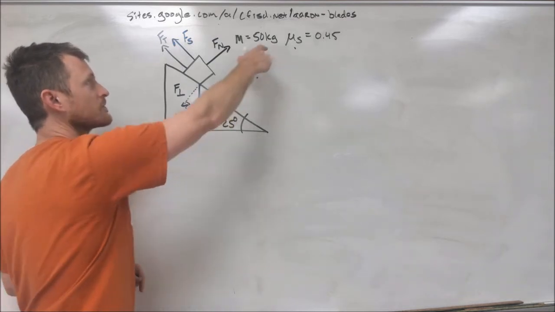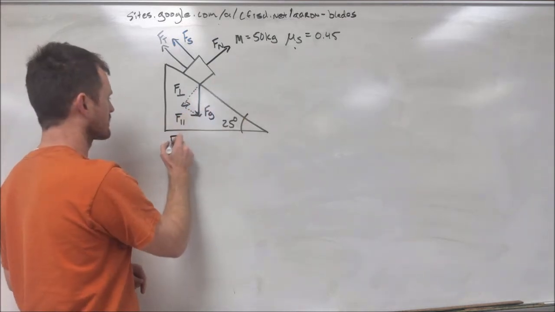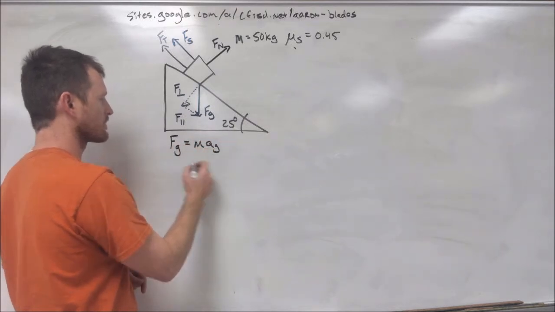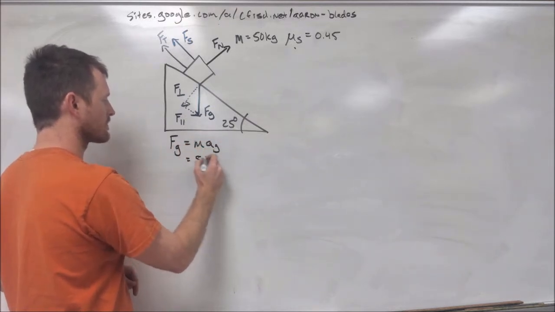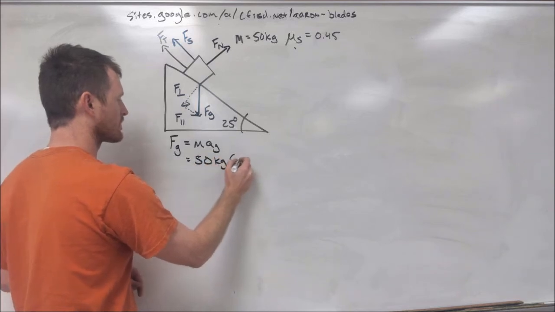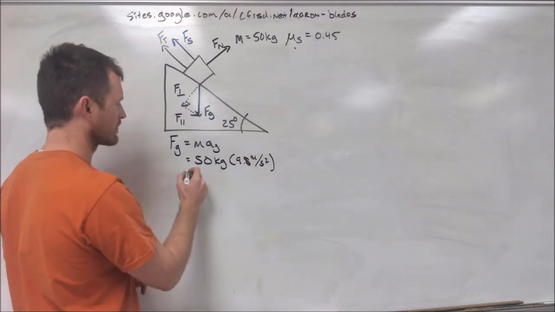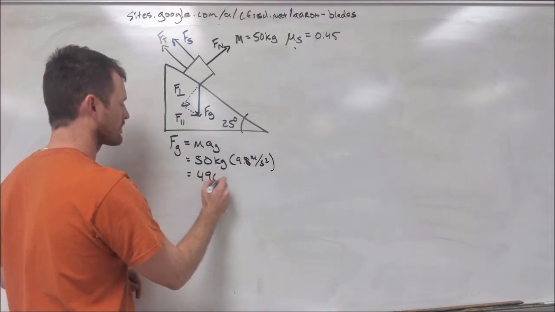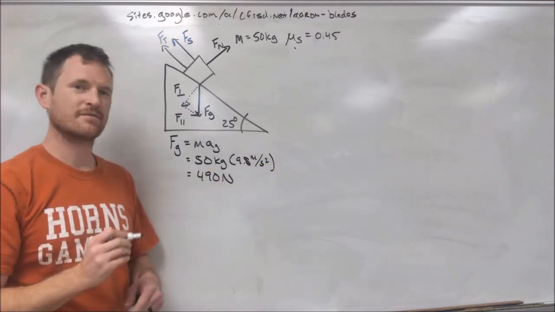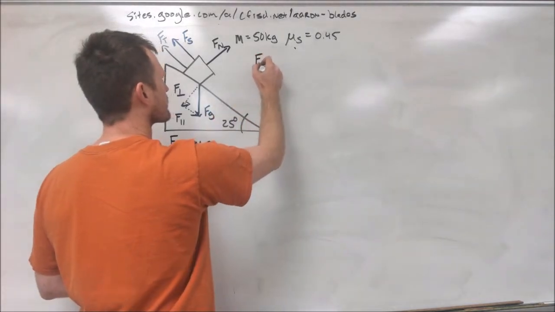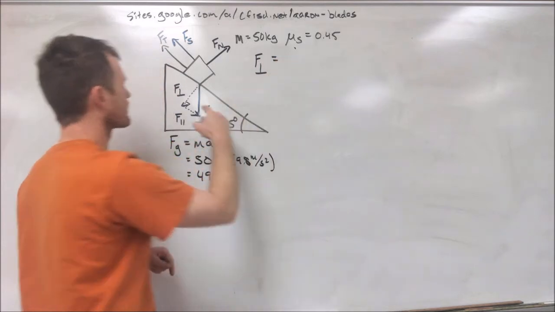Now, the easiest thing to calculate, starting with, is our force of gravity. Fg is just equal to mass times the acceleration due to gravity, or in this case, 50 kilograms multiplied by 9.8 meters per second squared. That gives us 490 newtons. Now we're going to need to calculate our perpendicular and parallel forces.